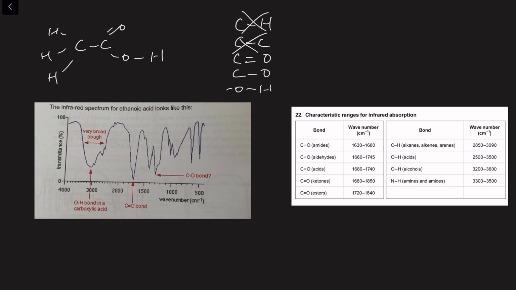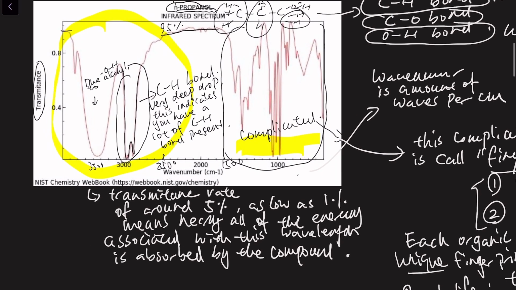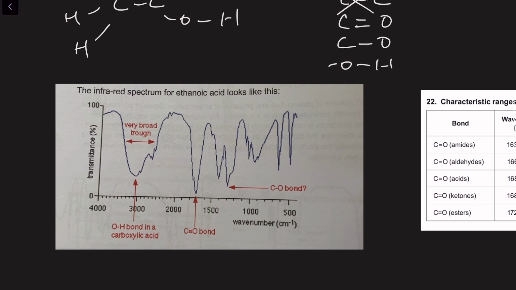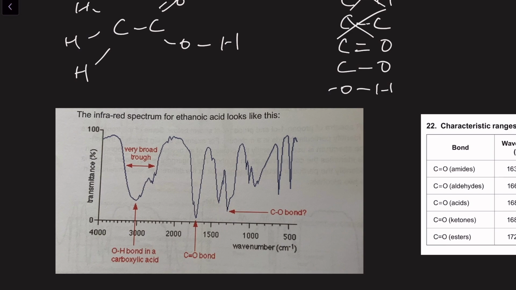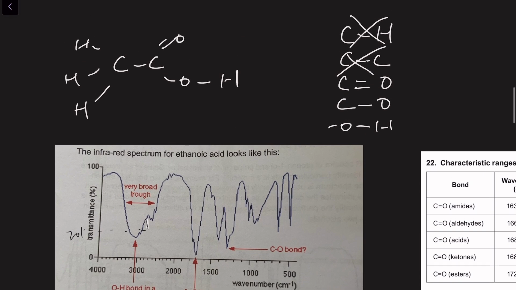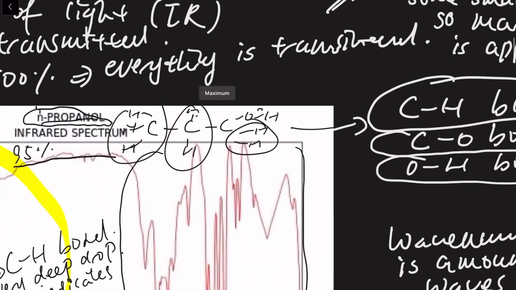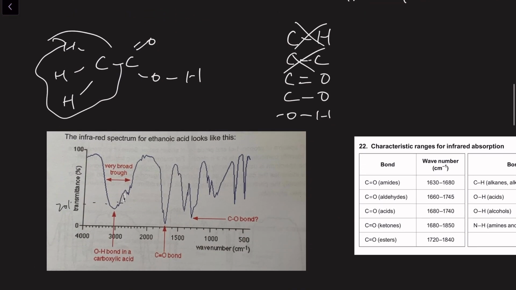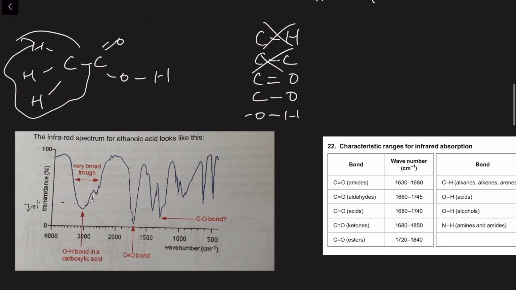But perhaps we can compare this with propanol. You can see that around 3000, propanol has a transmittance of around 0.05, so around 5%. But for ethanoic acid, around 3000, you can see the transmittance is quite high, so maybe it's around 20%. So why is this the case? It's because ethanoic acid really has a very small amount of C-H single bonds compared to propanol. So that's why you have a shallow trough for the C-H bond.